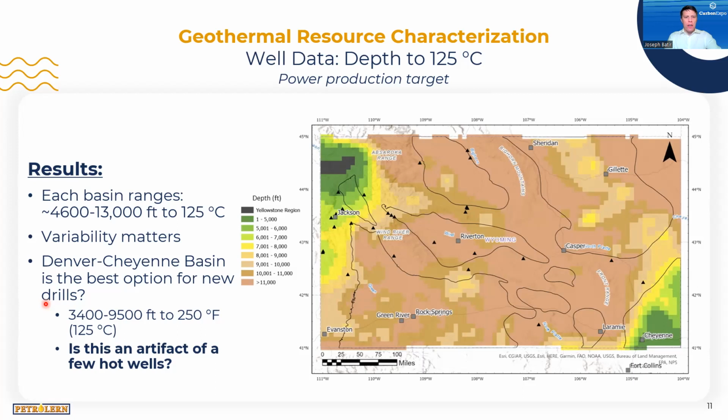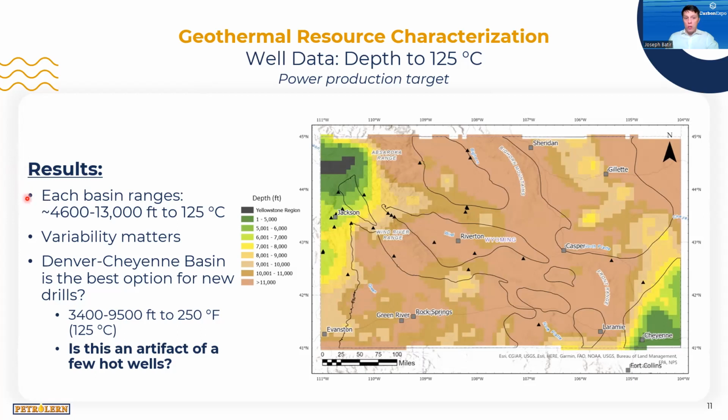So now looking at this well data, what we did as our first pass was make a depth map to 125 degrees Celsius, that being about 250 degrees Fahrenheit. The idea there is that 125 C is about the minimum temperature for generating electricity. So how deep do these wells need to be to hit the temperatures we need for power generation? This is really targeted more at what if we want to drill new wells?